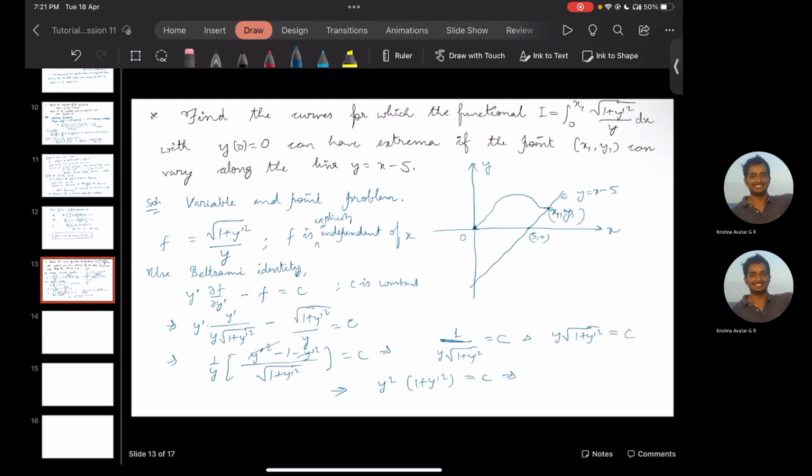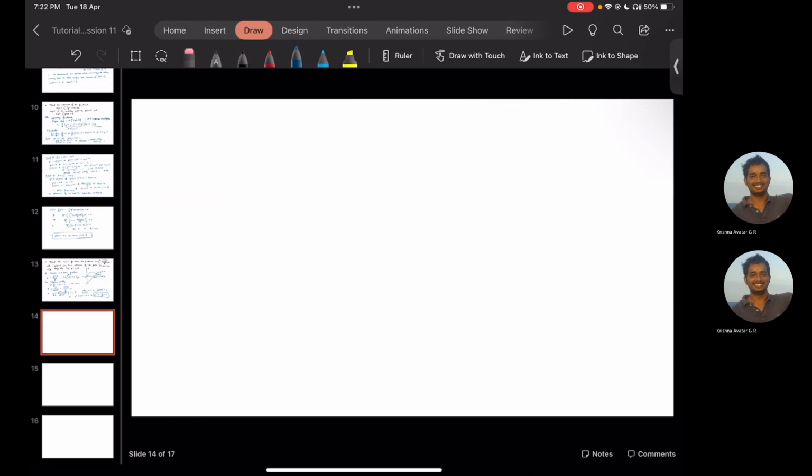And then this implies that y prime squared is equal to c by y squared minus 1. So that we have y prime squared is equal to (c minus y squared) by y squared. Let's take the square root. Then we have y prime equal to plus minus, and let's only take the positive square root, just for the sake of it, root over c minus y squared divided by y.